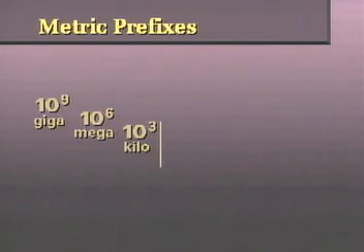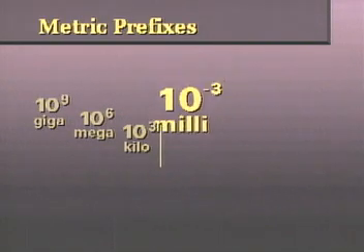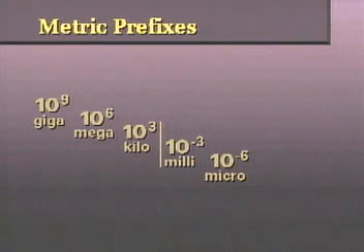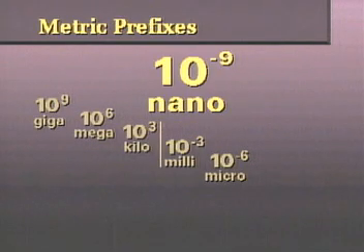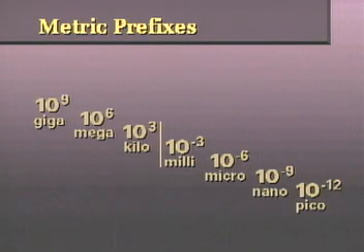Extending our metric prefix number line in the opposite direction, we find that 10 to the negative 3rd power is called milli. It comes from the Latin word that means 1,000. 10 to the negative 6th power is called micro. Micro comes from the Greek word mikros, which means small. 10 to the negative 9th power is called nano. Nano is a Greek word that means dwarf. 10 to the negative 12th power is called pico. Pico is a Spanish word that means small quantity.